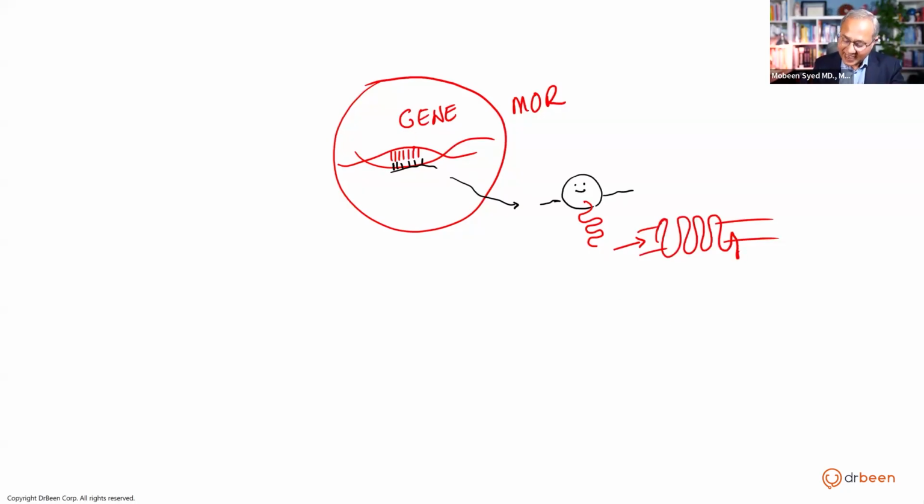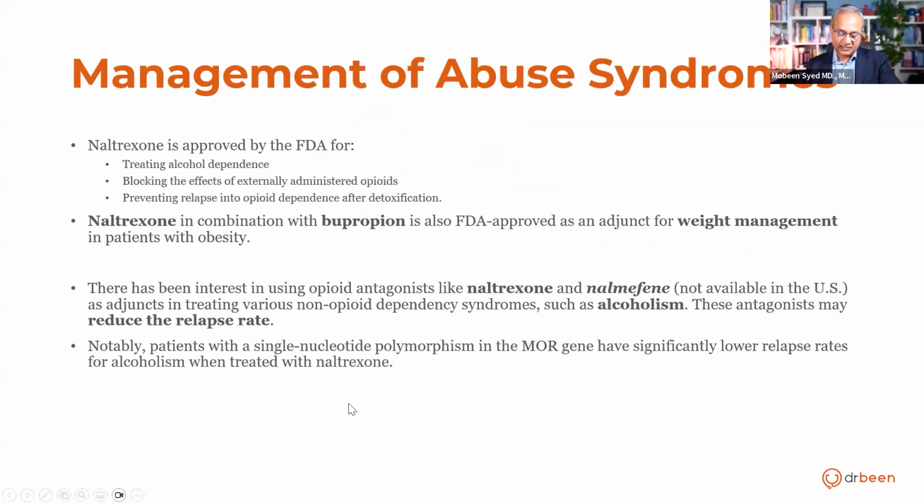Some people have one nucleotide change, meaning one nucleotide that is different from the rest of us, that gives their receptor some slight difference. Such folks, if you give them these drugs, for example naltrexone, have a better tendency to resist alcohol dependence relapse. So let's read the exact statement. Notably, patients with a single nucleotide polymorphism in the MOR gene have significantly lower relapse rates for alcoholism when treated with naltrexone.